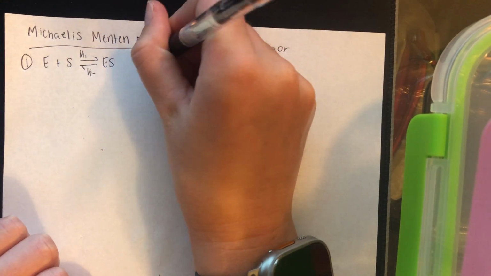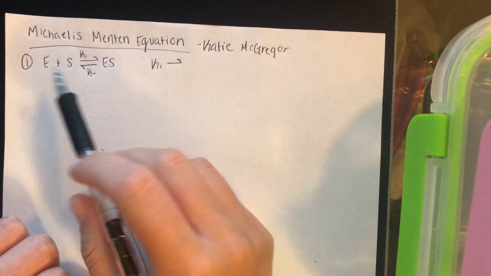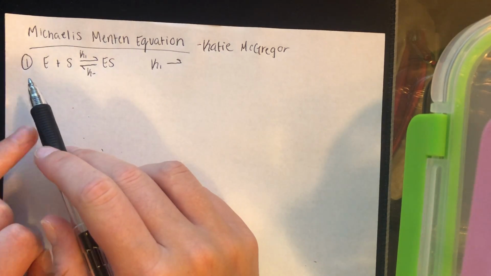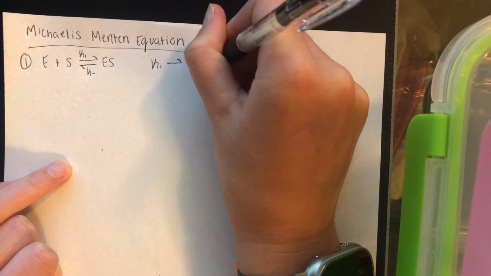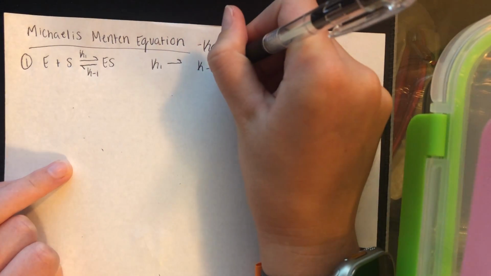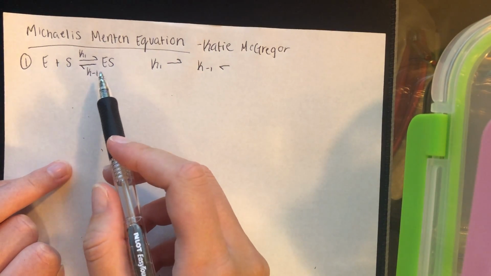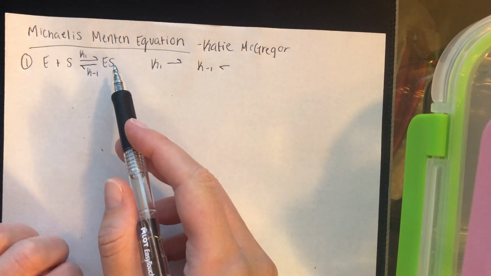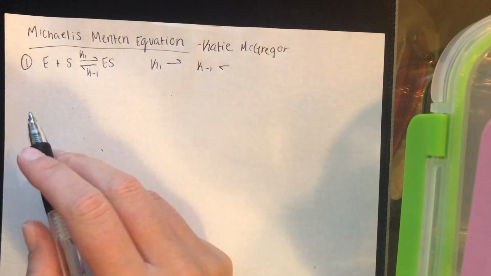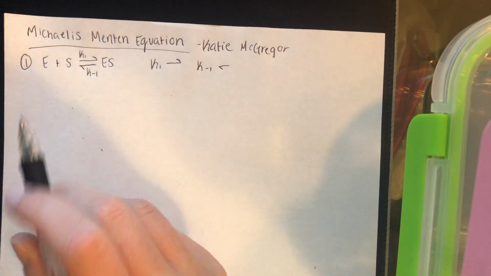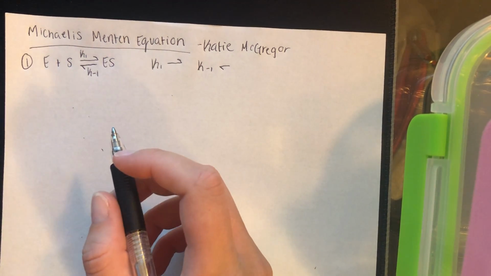So K1 indicates the forward arrow, which just means that K1 equals E plus S equals ES, and K negative 1 is the backwards arrow, just meaning that this indicates the breaking down of the enzyme substrate complex. So this is ES goes to E plus S, so it just breaks it apart. That is the beginning of it.